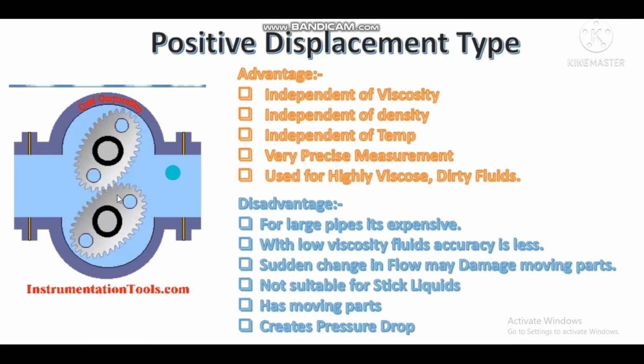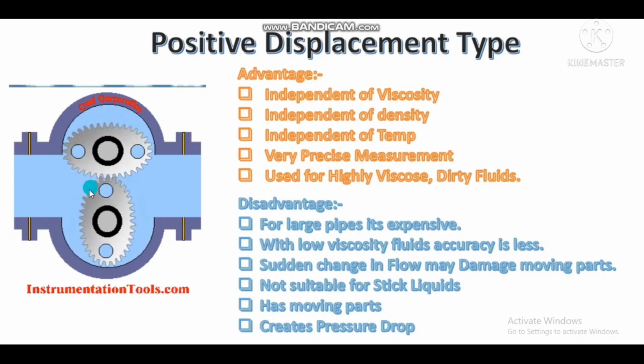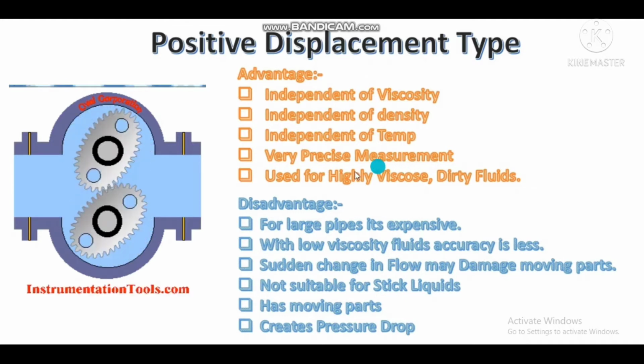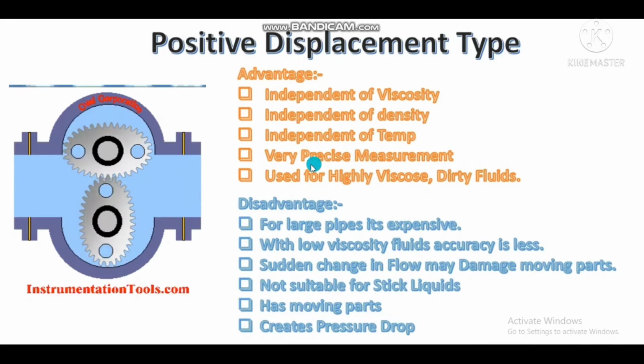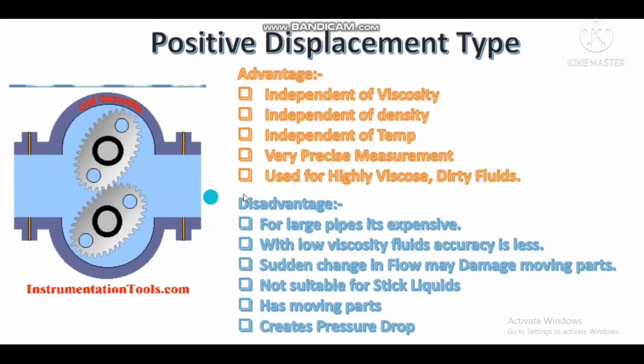And then it is independent of temperature. So this can be used to determine the flow rate of a liquid at different temperatures, let it be low or high. So these are the three advantages. The fourth is very precise measurement. The measurement taken from this flow meter is very specific and very precise, because there is no error in this particular phenomenon. No error can occur because it is always working at the same position.